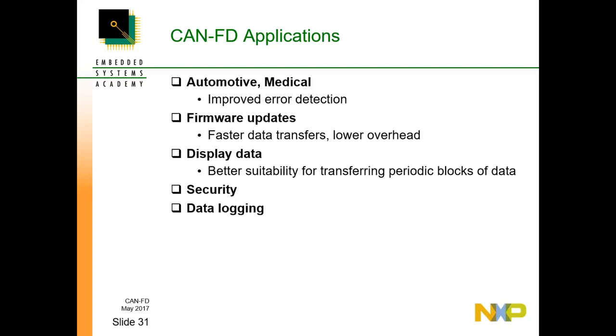CAN-FD allows for more security schemes to be implemented. The additional frame size and speed means that a portion of each frame could be dedicated to encryption or authorization without reducing existing throughput. More specific to the LPC5461x is the ability to generate precise timestamps for transmit and receive from a single time source. This allows data loggers to be developed with the ability to obtain detailed timing information.